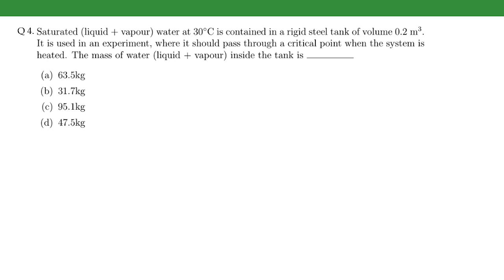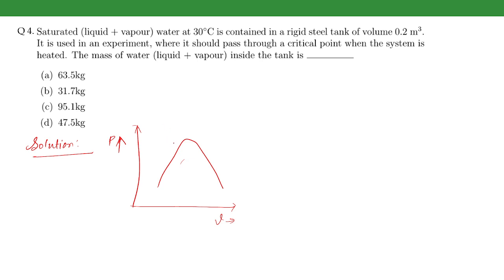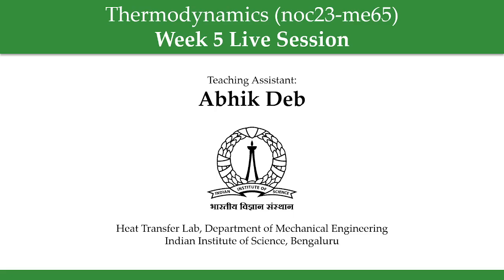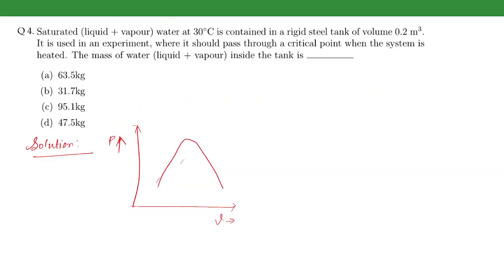So corresponding to 30 degrees Celsius, let me start with the explanation of the critical point here. So what is the critical point? If we plot this diagram, then we can see that it will move like this. Constant temperature lines will be like this.